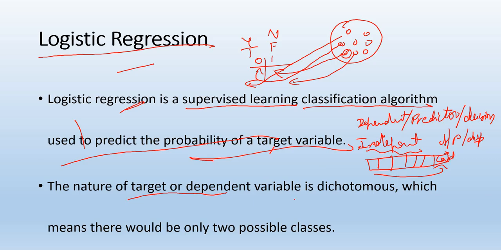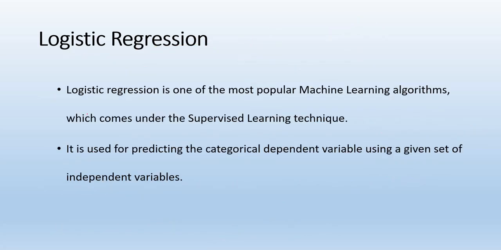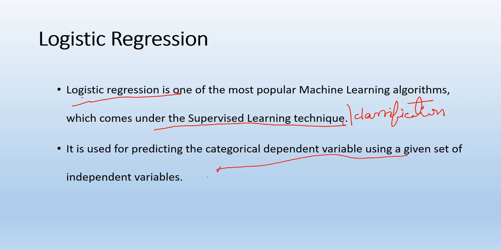Okay, so the nature of the target or dependent variable is dichotomous, meaning Boolean, which means there would be only two possible classes. What are the two possible classes? As I told, yes or no, true or false, or 0 or 1. Okay, next. It is considered one of the most popular machine learning algorithms, as we discussed previously, and it comes under the supervised learning technique, and in supervised learning it is one kind of classification technique. It is used to predict the categorical dependent variable using a given set of independent variables, as I told.